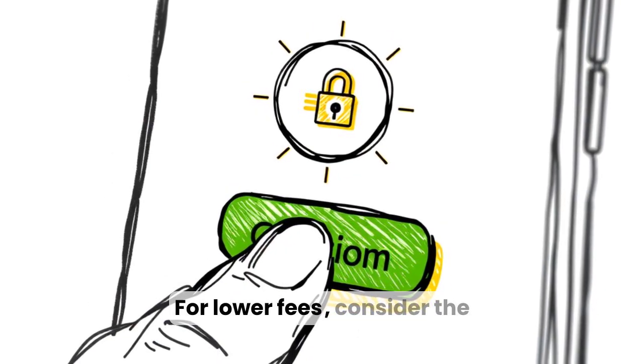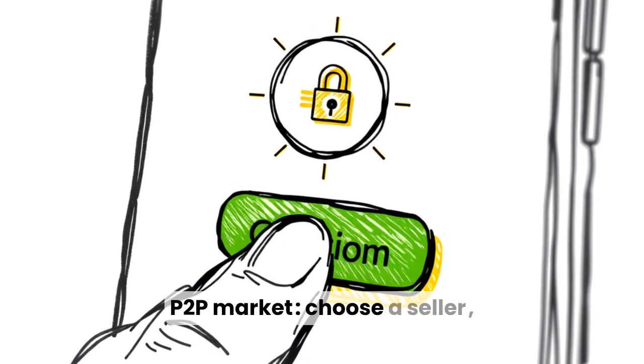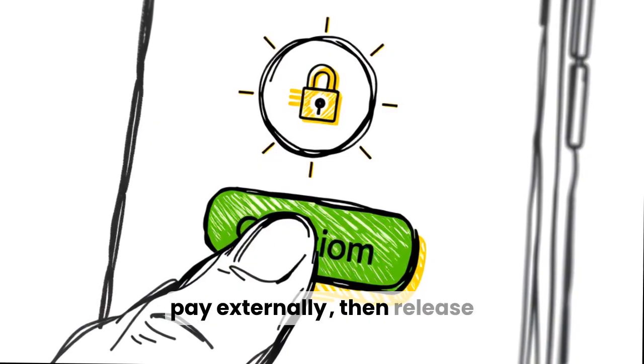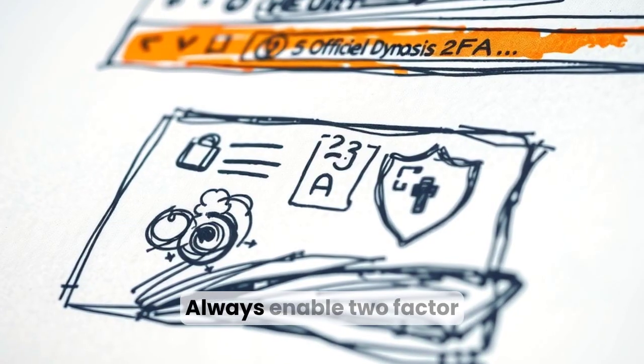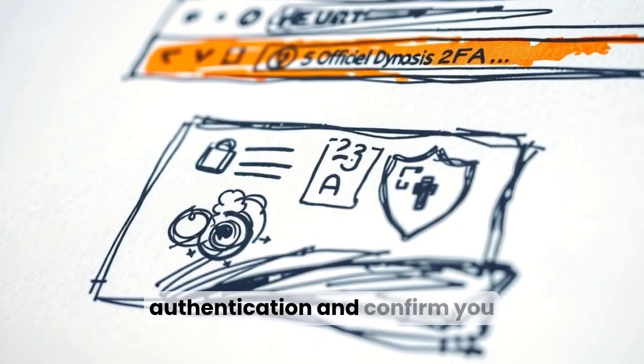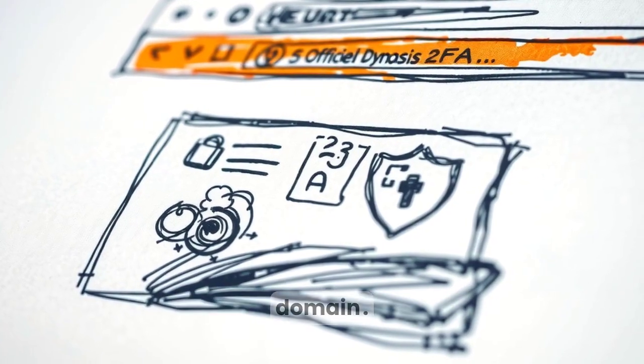For lower fees, consider the P2P market. Choose a seller, pay externally, then release USDT. Always enable two-factor authentication and confirm you are on the official Binance domain.